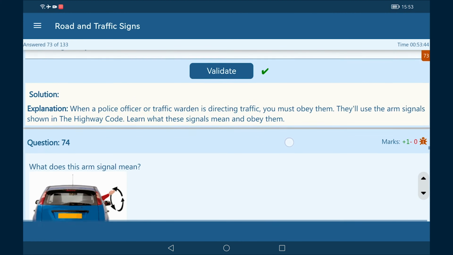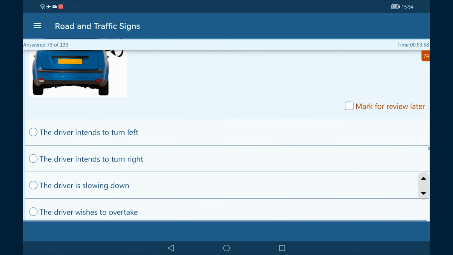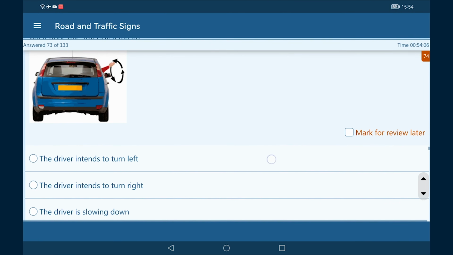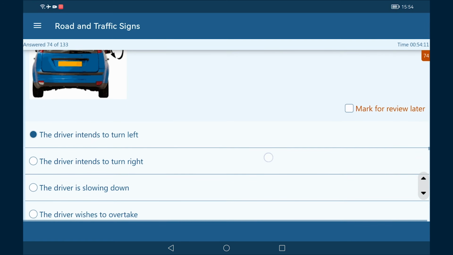Question 74. What does this arm signal mean? Option 1. The driver intends to turn left. Option 2. The driver intends to turn right. Option 3. The driver is slowing down. Option 4. The driver wishes to overtake. The correct answer is option 1, that is, the driver intends to turn left.